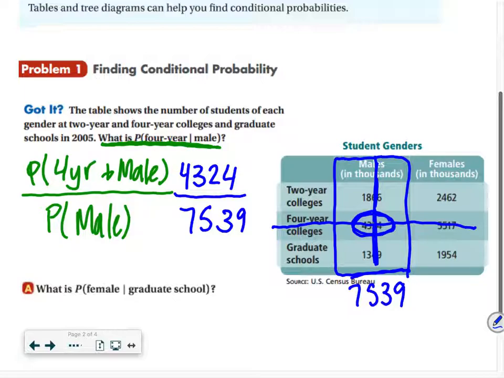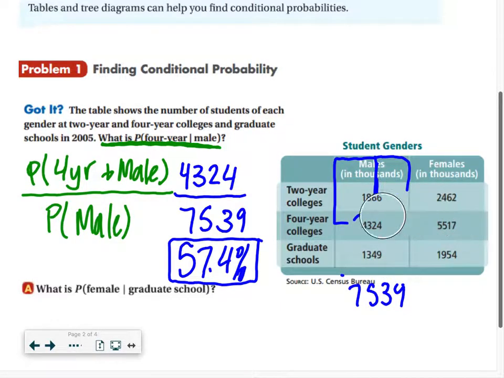Okay, so when we talk about probability, I want you to always show the fraction part of it, because that's exact. What I also want you to do is find the percent. So divide these two and multiply by 100 to get the percent. It's 57.4. I rounded.